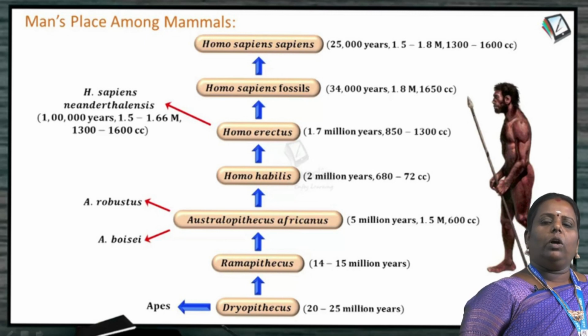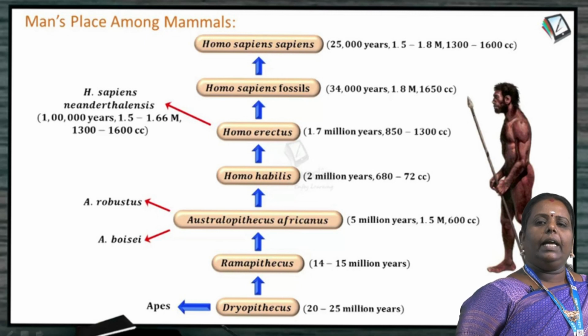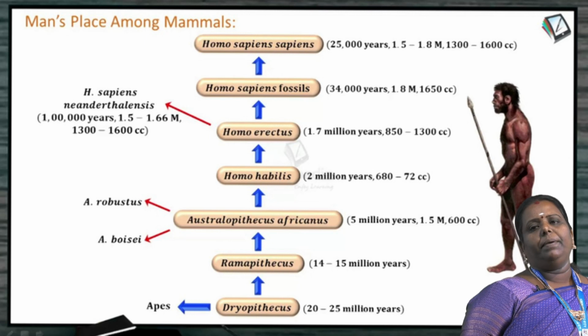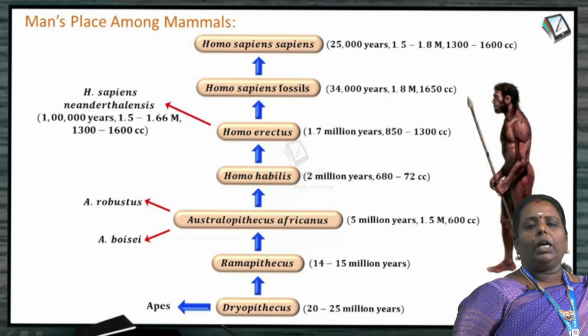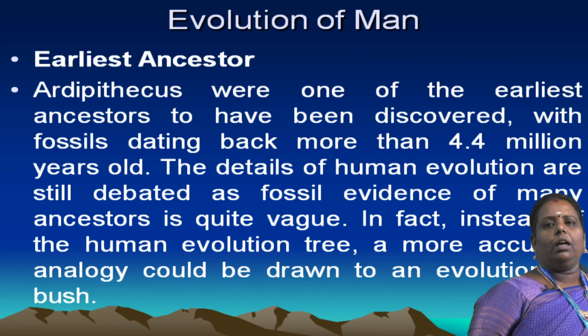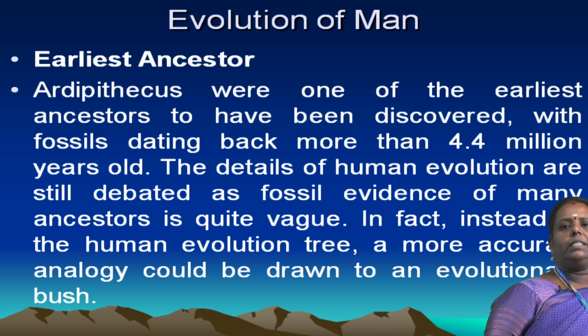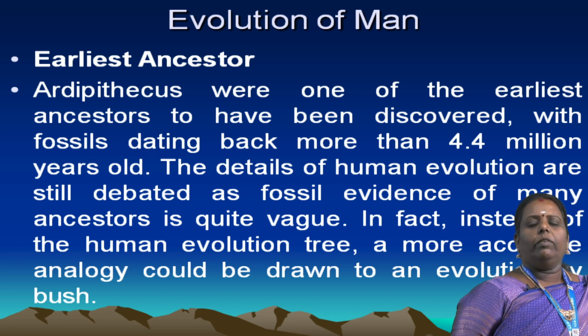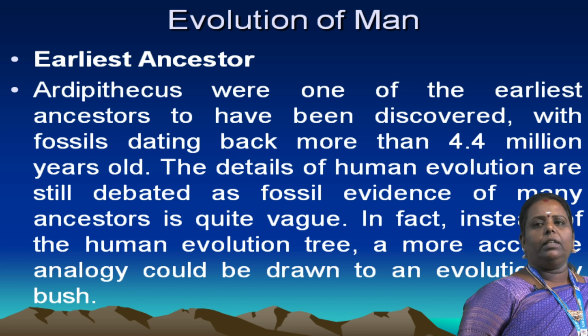This flowchart picture shows the evolutionary changes in the human being, which mainly depend upon brain maturity. What brain do we use? The earlier ancestor species that have been discovered have fossils dating back more than 4.4 million years.